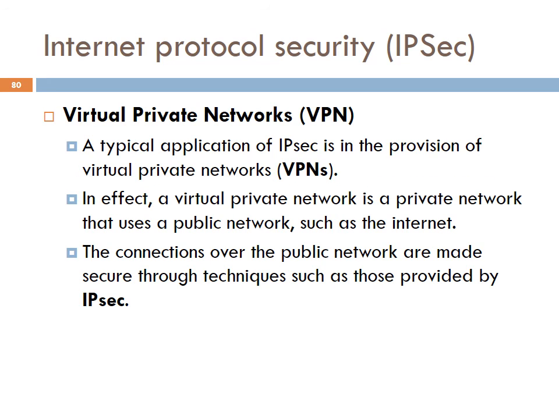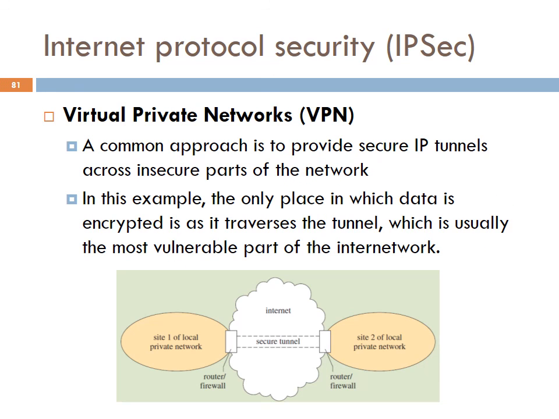Virtual private networks. A typical application of IPSec is the provision of virtual private networks. In effect, a virtual private network is a private network that uses a public network such as the internet. The connections over the public network are made secure through techniques such as those provided by IPSec. A common approach is to provide secure IP tunnels across insecure parts of the network. In this example, the only place in which data is encrypted is as it traverses the tunnel, which is usually the most vulnerable part of the internetwork.